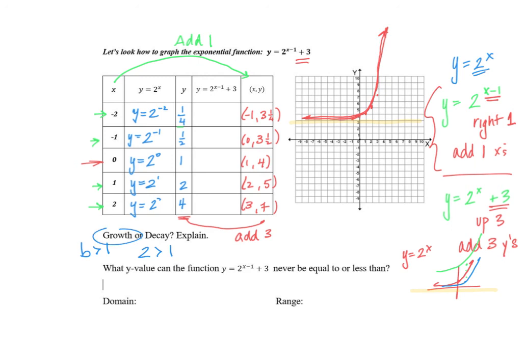All right, what y value can the function never equal or be less than? We already talked about that. That is going to be 3. So I'm going to have a horizontal asymptote at y equals 3. Domain, never picked your pencil up, negative infinity to positive infinity. And the range, again, is going to be everything over 3.